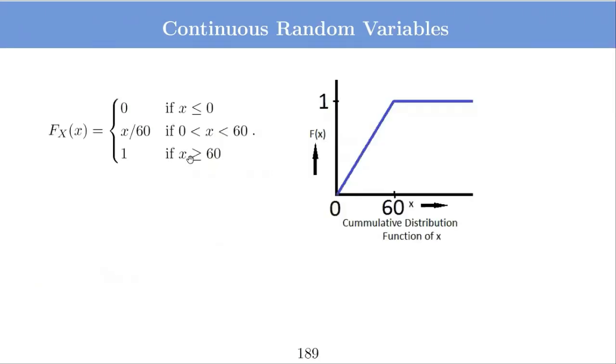So totally we can say the CDF will be given as 0 if x is less than or equal to 0, x/60 if x is between 0 and 60, and if x is more than 60, it is 1. Once you plot it, you will get a CDF like this. And you can observe that this is a continuous random variable because there are no jumps in it.